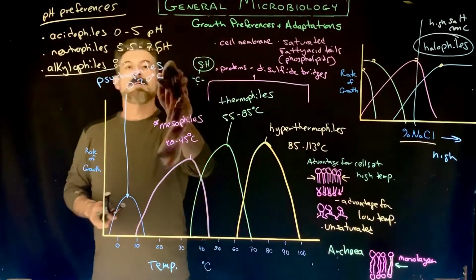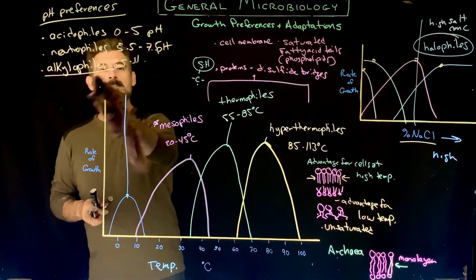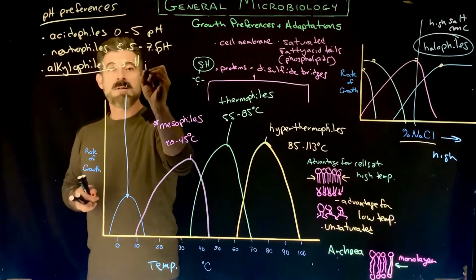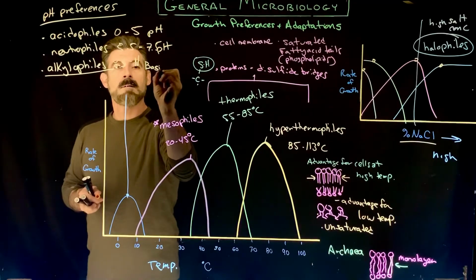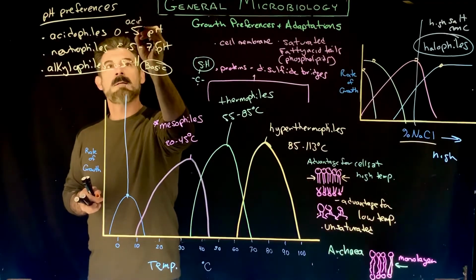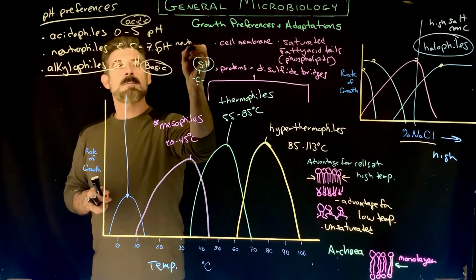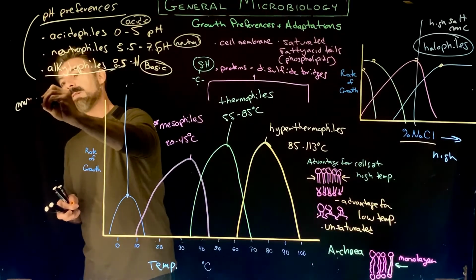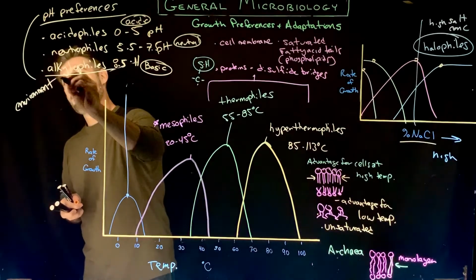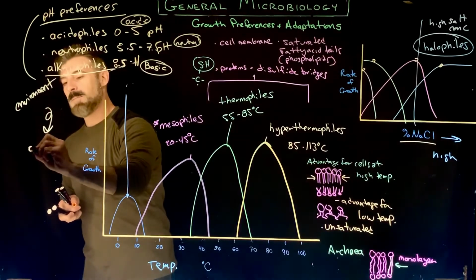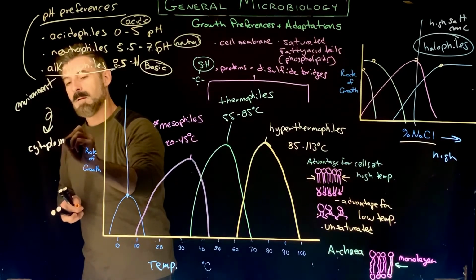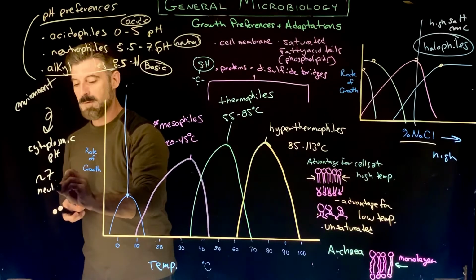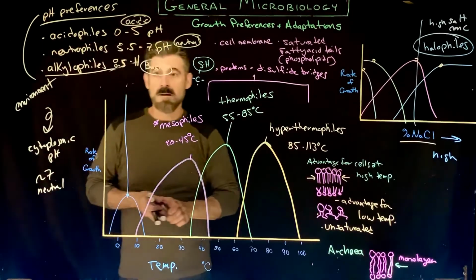So these prefer basic conditions, these prefer acidic conditions, and these are more neutral conditions. Now, keep in mind, what we're talking about here is the conditions of the environment. Their internal, cytoplasmic pH is roughly going to be neutral, around pH 7.